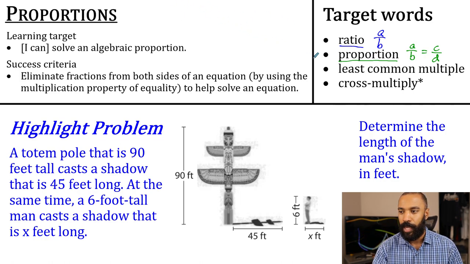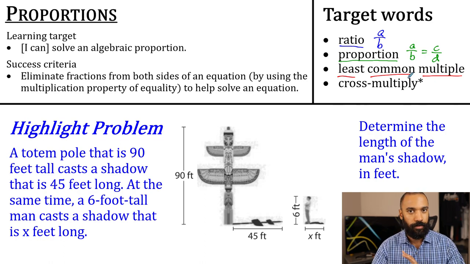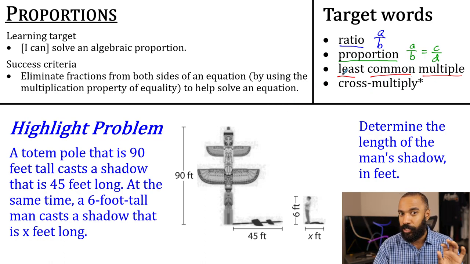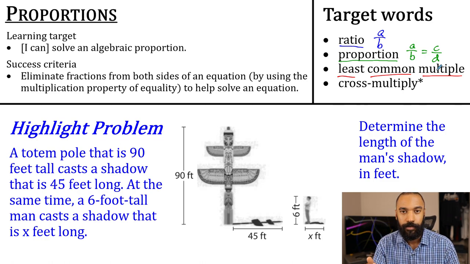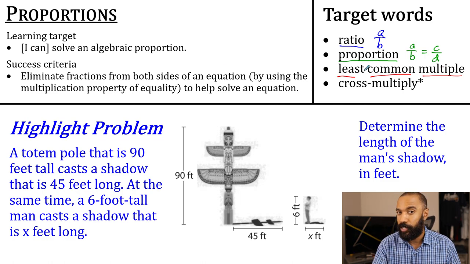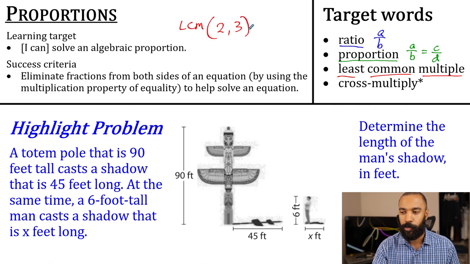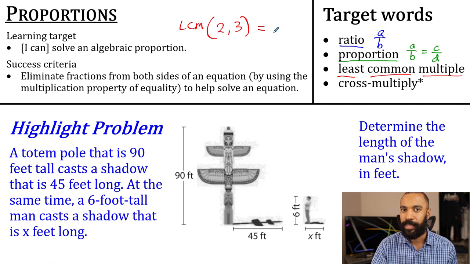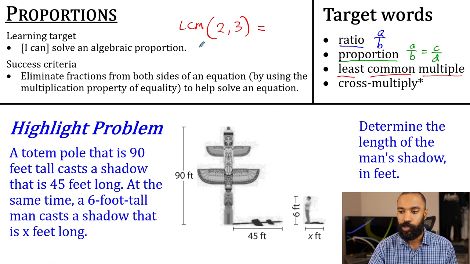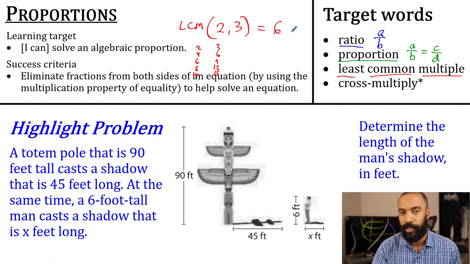Now, least common multiple, I'm just going to break it down word by word here, and I'll give you two slide examples, and then I'll be done with it. Least meaning smallest, common meaning same, multiple meaning multiplier. What is the smallest same multiplier that you can use given, say, two numbers? For example, the least common multiple of the numbers 2 and 3 is the smallest number that is a multiple of both. 2's multiples are 2, 4, 6, 8, 10. 3's multiples are 3, 6, 9, 12, 15. They both share 6, and 6 is the smallest common multiple of both of them. So the least common multiple of 2 and 3 is 6.